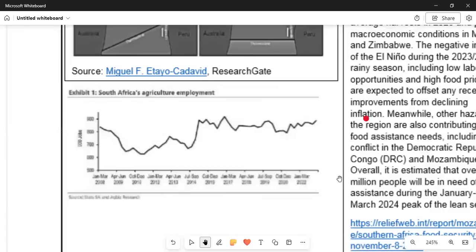So according to this, it is South African agricultural employment. So how are people employed as the years are going? We can see that there was a decline, but at least now there is a bit of an increase and a sense of hope.